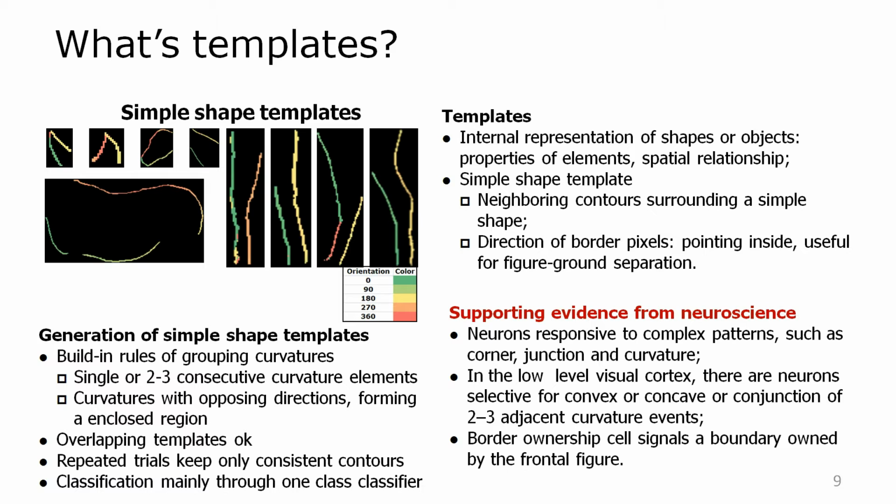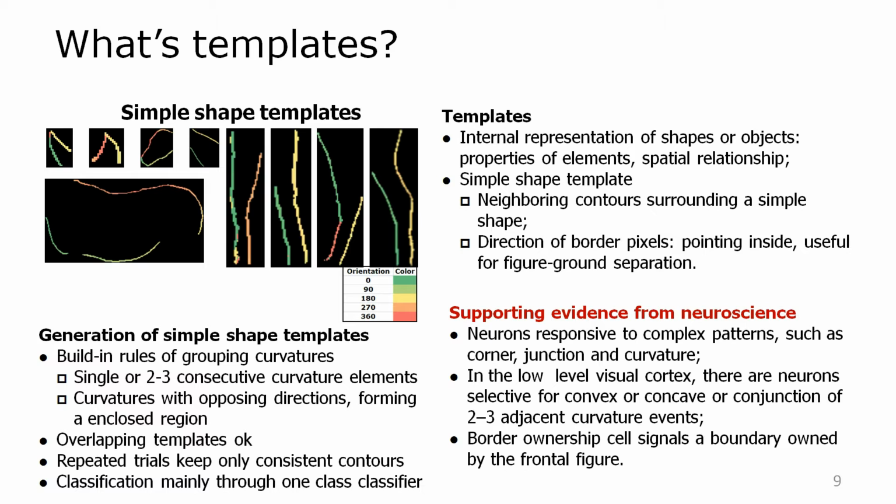The boundary doesn't have to be closed. They are the most prominent feature surrounding simple shapes. Boundary pixels are directional. Their directions are color-coded, pointing inward towards the figure. This feature is useful for figure-ground separation. This design is supported by the discovery of border ownership cells.